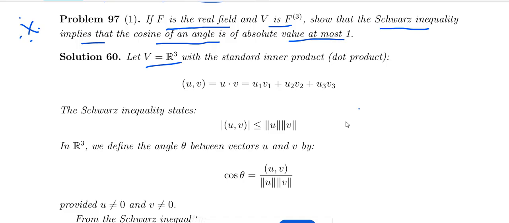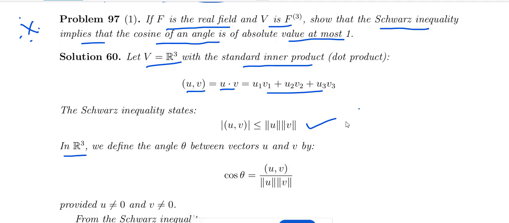So V is R cube, with the standard inner product. That means 1 0 0, 0 1 0, 0 0 1. The inner product of u, v is u dot v, that is the inner product because of R cube. And what is Schwarz's inequality? This is called Schwarz's inequality.